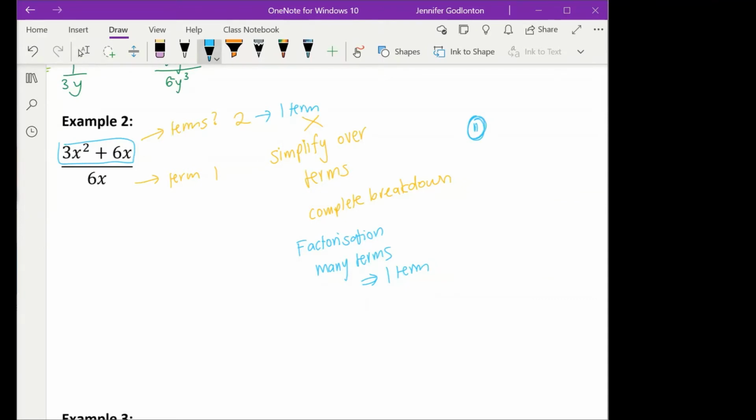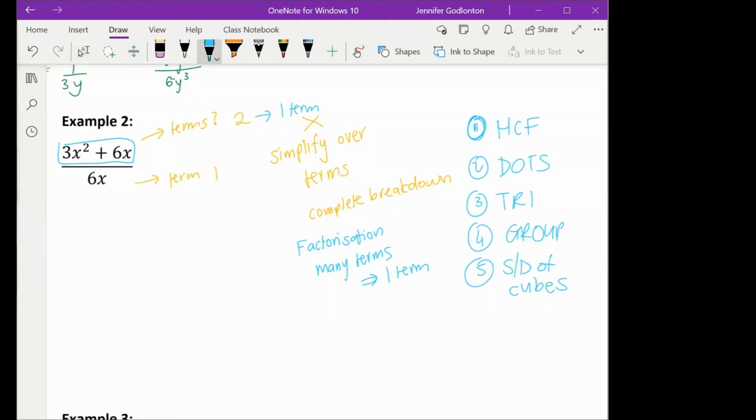We either look for the HCF, the difference of two squares, the trinomial, and then the grouping. We're also going to add here now the sum or difference of cubes.